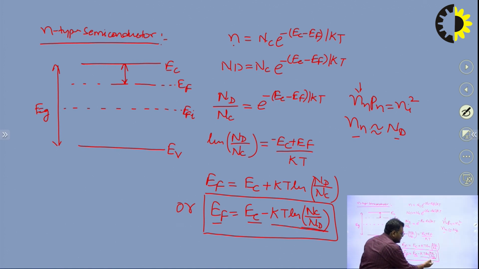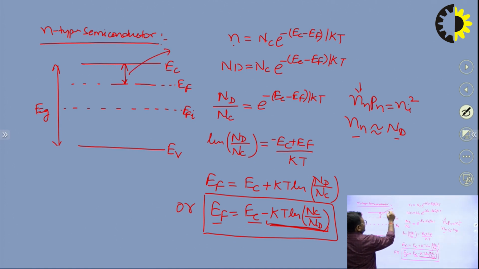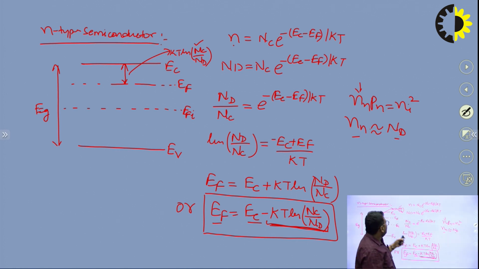and what is the value of this energy? This energy is kT ln(Nc upon Nd). Here Nc, we know, is the effective density of states in the conduction band, and Nd is the concentration of donor atoms, right. So this is the way we can find the Fermi level in case of n-type semiconductor, right. Similarly, we can do this for the p-type semiconductor also. So next is the Fermi level in p-type semiconductor.